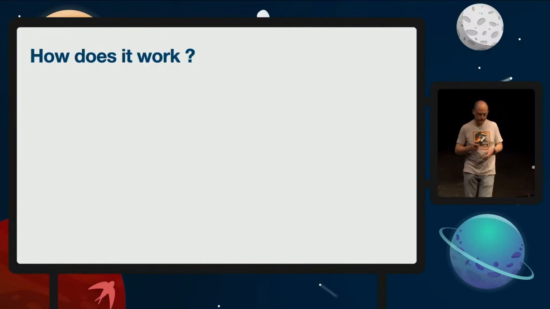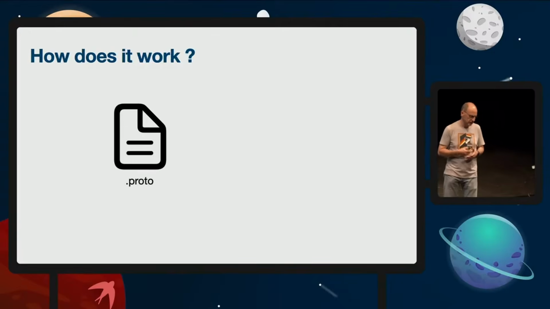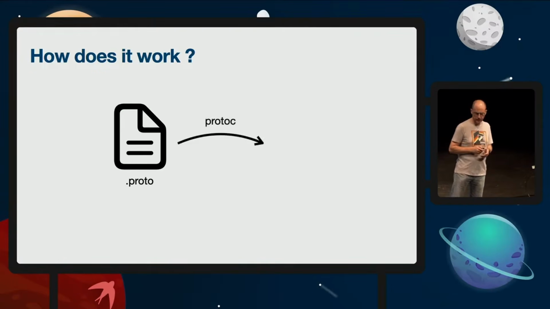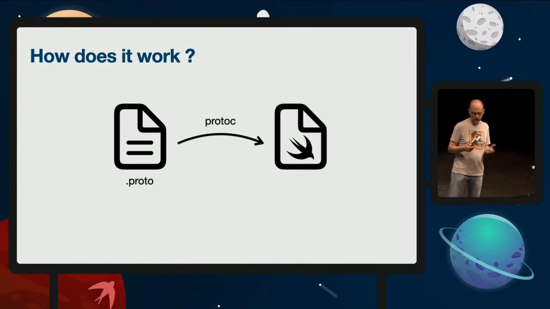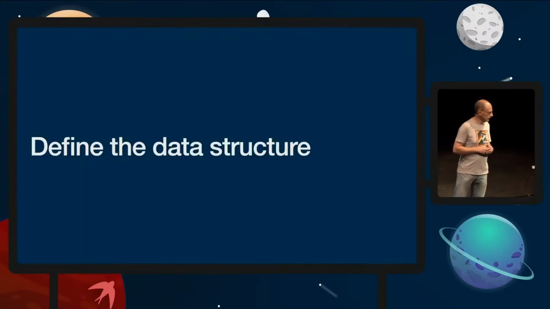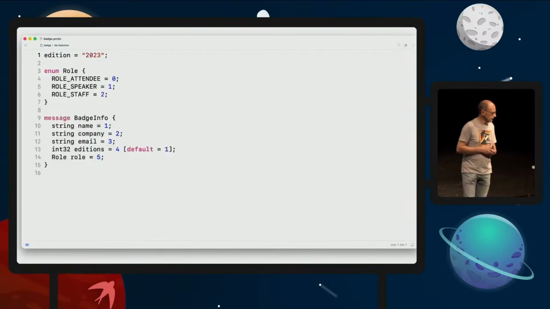How does it work? You first create a specification for your data structure, then use the protobuf compiler to create specific source code, and you use that along with the runtime in your application. And it's available for a wide array of platforms and languages. So let's see an example and start by defining the data structure. Let's say we want to model the information for badges at a conference.